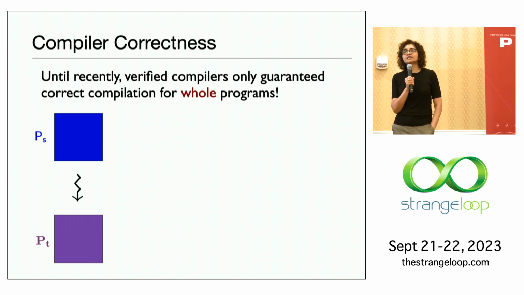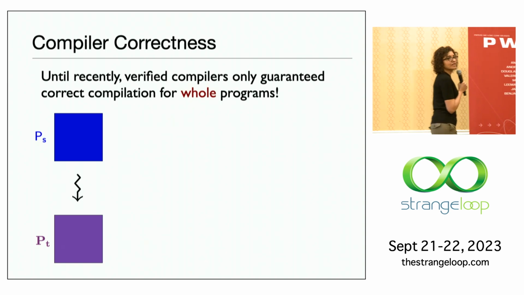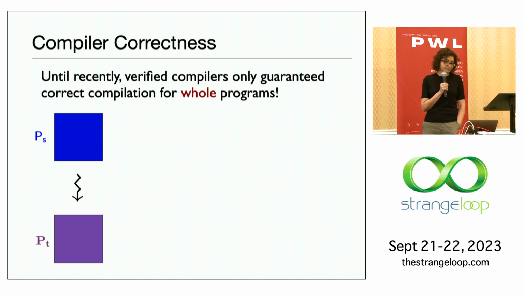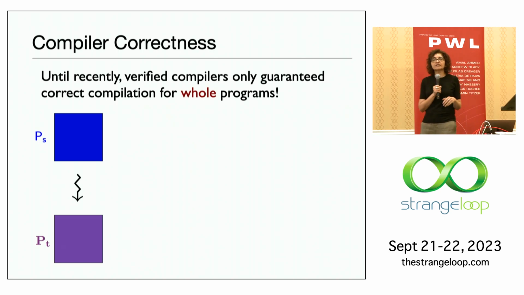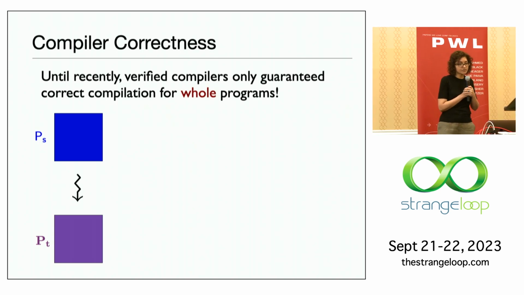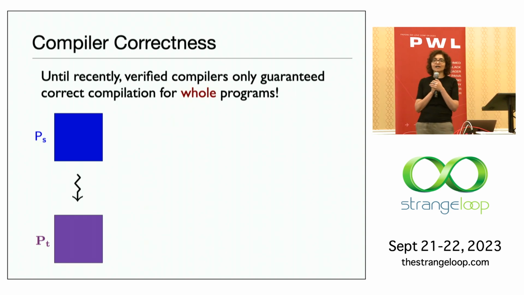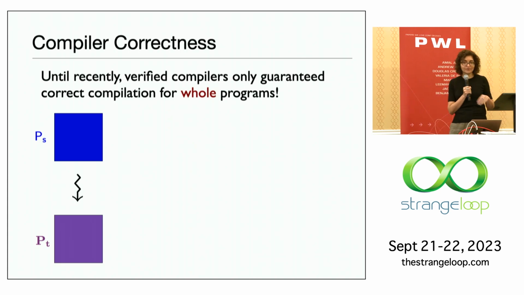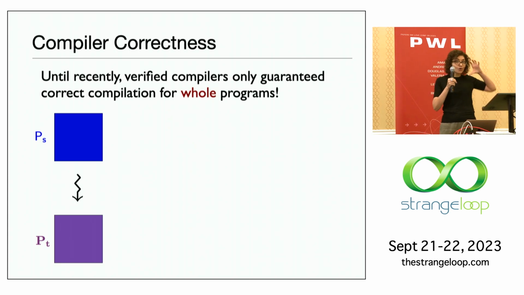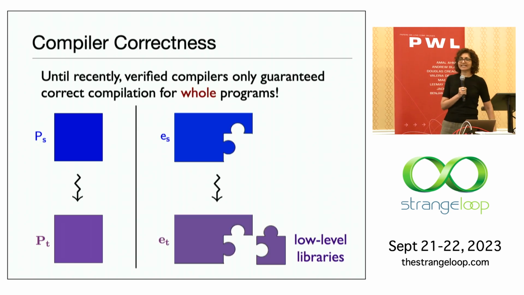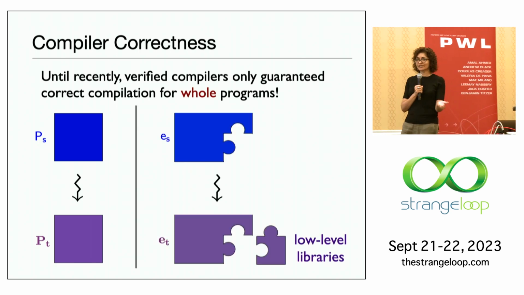There's been a lot of work. Many of you may have heard of CompCert, which is a verified C compiler, fully verified, something that the PL community is very proud of. But until recently, even though there's been so much spectacular work in compiler verification, a lot of it was only giving us correct compilation guarantees assuming that you compile a whole program, right? So if I have a whole source program PS and I compile it to a whole program PT, then my compiler is correct. But that doesn't really capture reality, because in reality, you almost never compile a whole program.